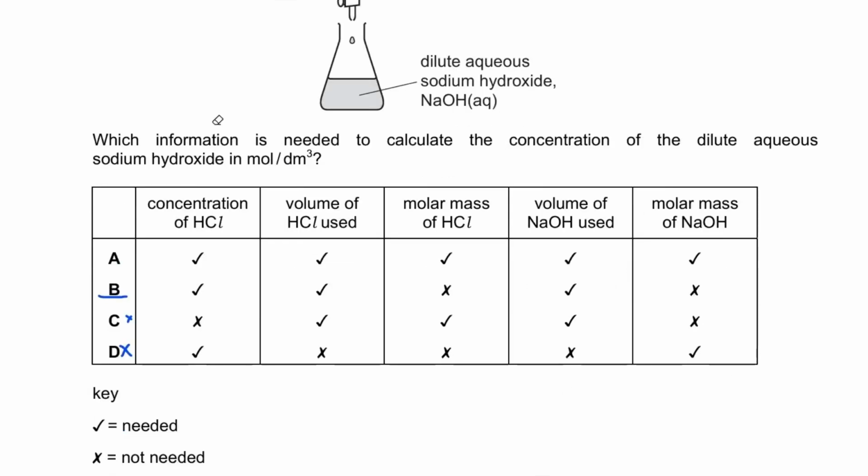Common mistake, students think molar mass is always needed. It is not. So the titration formula uses volume. Number of moles is equal to concentration times volume. So we don't need molar mass in that calculation.